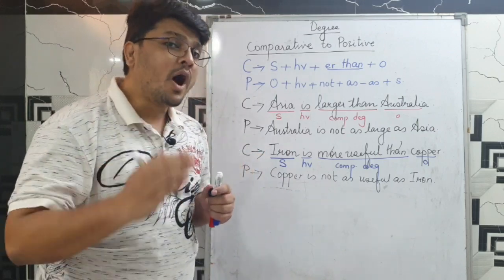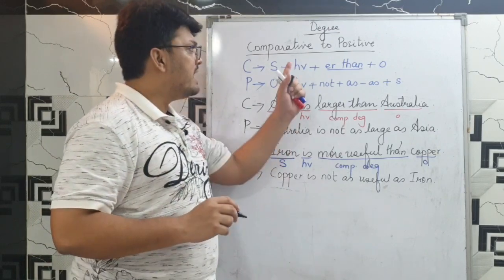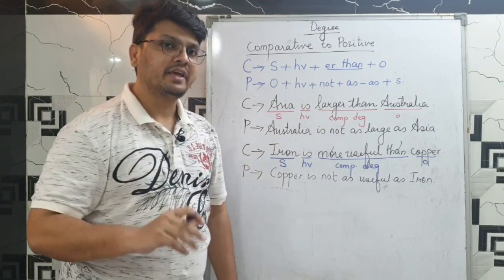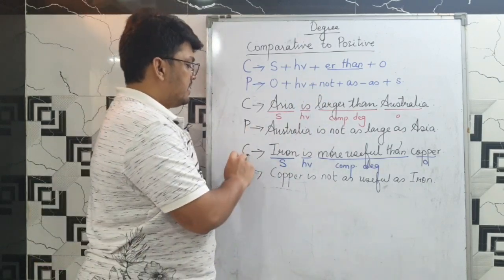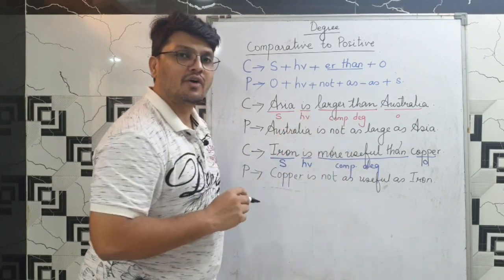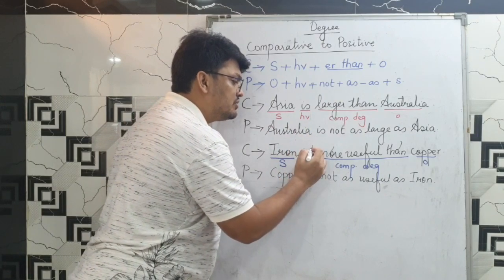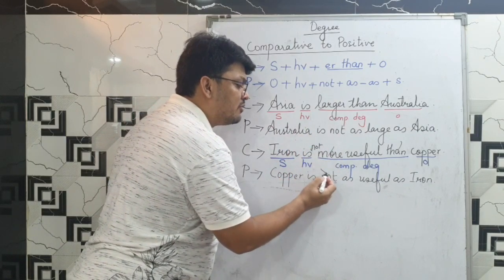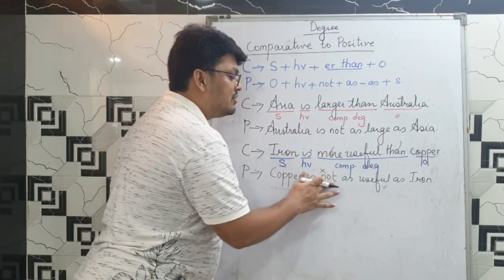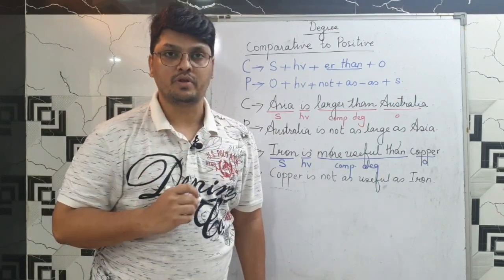Now students, what if not comes in comparative degree? So students, when you see not in comparative degree, do not use not in positive degree. Suppose comparative: iron is not more useful than copper. As I have used not here, I will remove not from the positive. Here there was no not, that is why I use not over here. So please do not forget this rule.